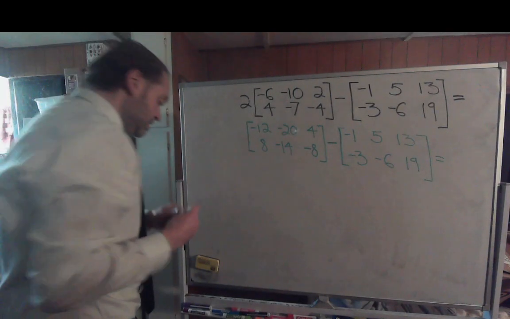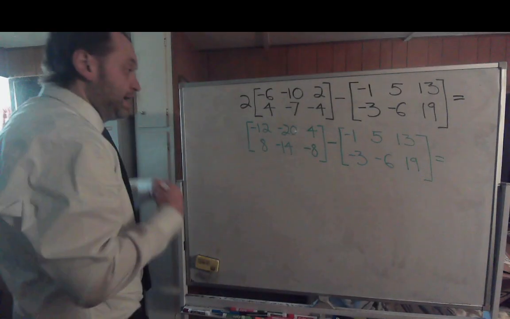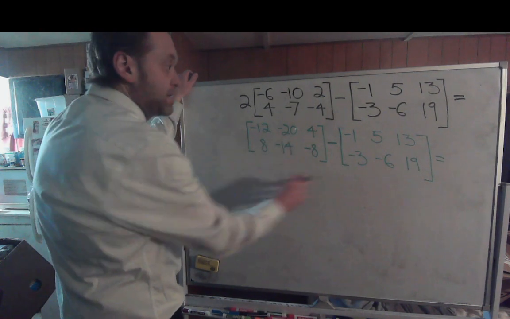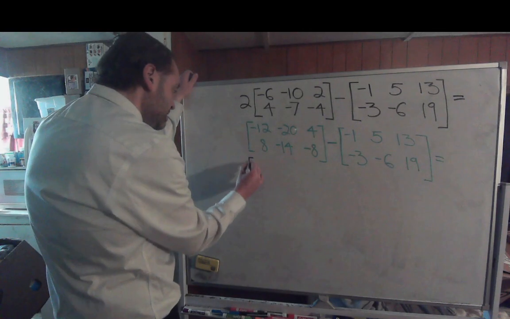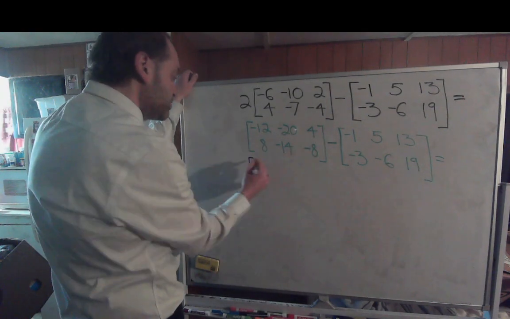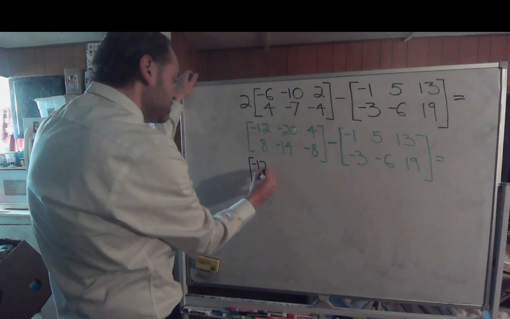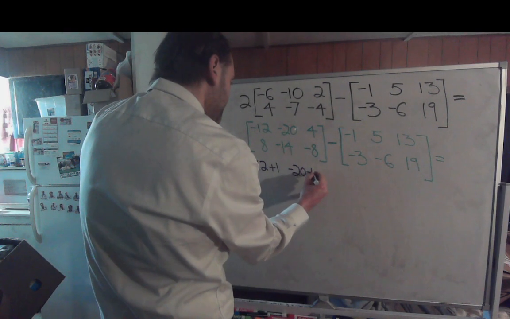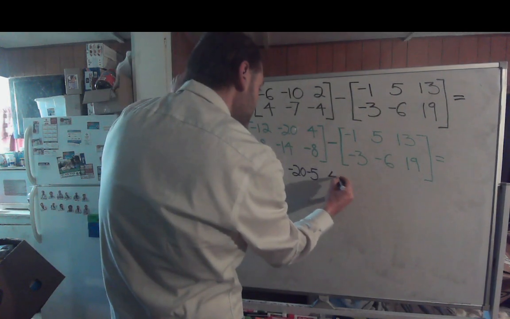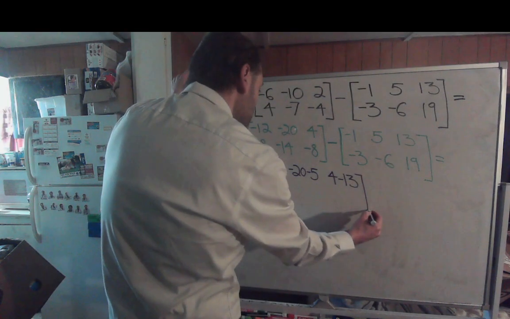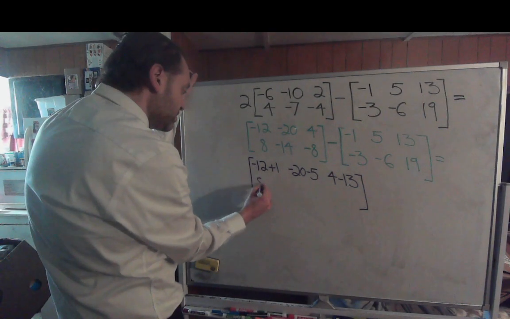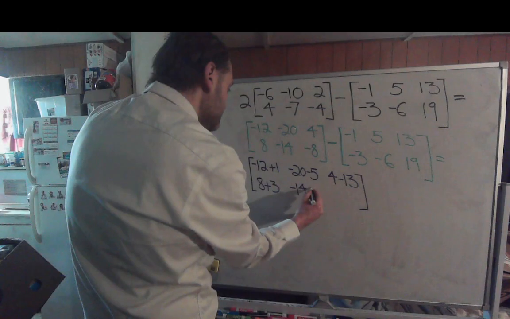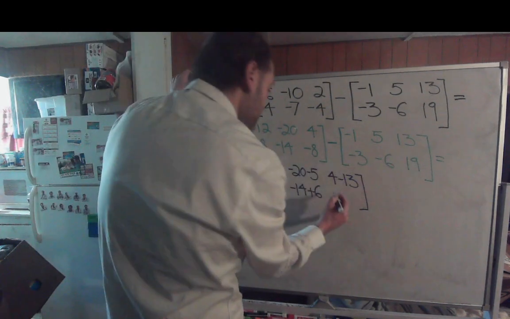All right. So now, let's go ahead, do our matrix subtraction. These are still both 2 by 3 matrices, so we can do the subtraction. So take your corresponding entries. You take negative 12 minus negative 1, which would turn into negative 12 plus 1, take your negative 20 minus 5, take your 4 minus your 13, then take your 8 minus your negative 3, which would turn into 8 plus 3, take your negative 14 minus negative 6, which would turn into negative 14 plus 6, then take your negative 8 minus your 19.